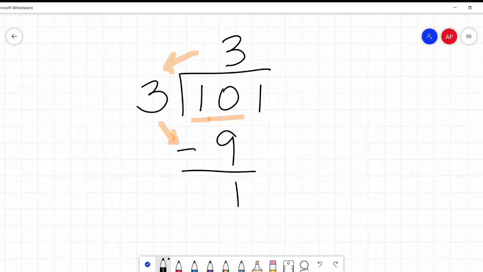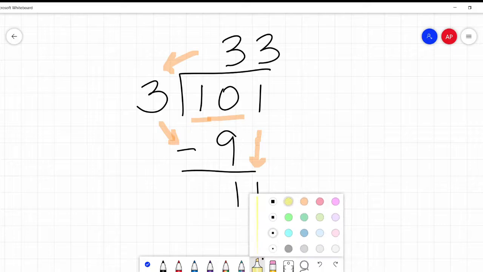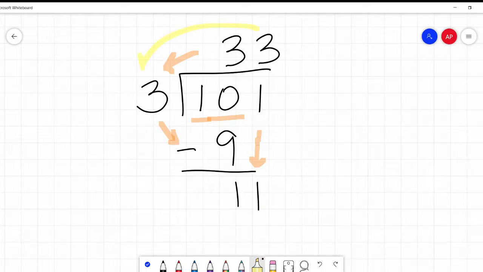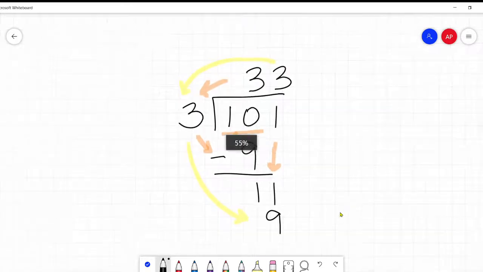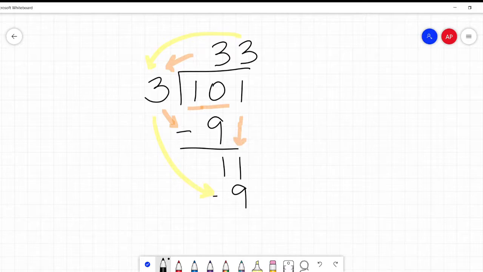Does 3 go into 1? No, so I have to bring down my next number, 1. Does 3 go into 11? Yes, it does. It goes 3 times. Then I'm going to change the color. Okay, then I'm going to multiply back. 3 times 3 is 9. Zoom out a little bit. 11 minus 9 is 2. Okay, does 3 go into 2?